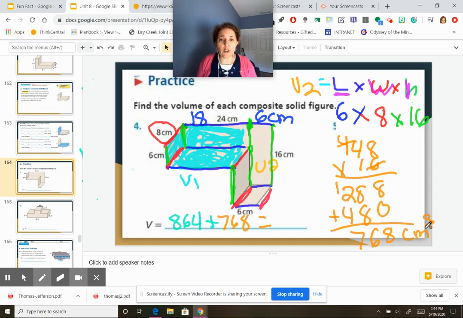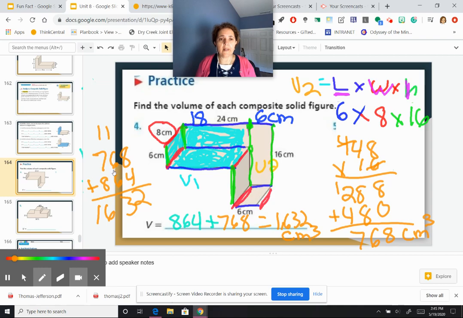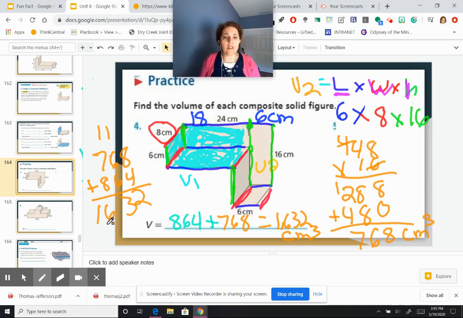So now to find the volume, I need to add my 864 plus my 768. Go ahead and stop the video and figure that out and see what you get. Okay, so I added 768 plus 864 on the side here. 8 plus 4 is 12, carry my 1. 6 plus 6 is 12, plus my 1 is 13, carry my 1. 8 plus 7 is 15, plus 1 is 16. So I got 1,632 cubic centimeters.